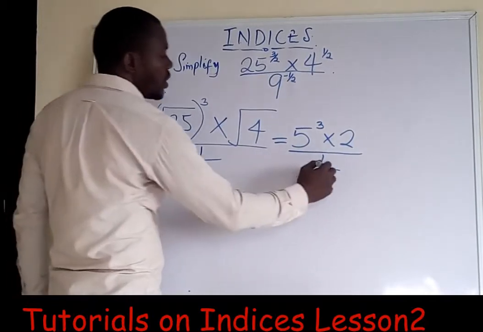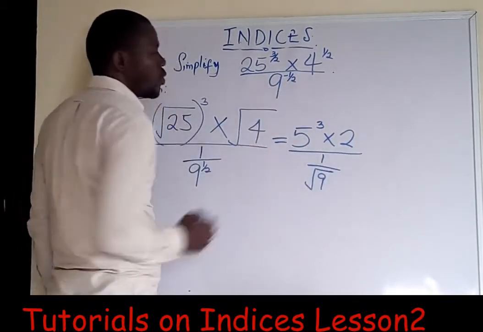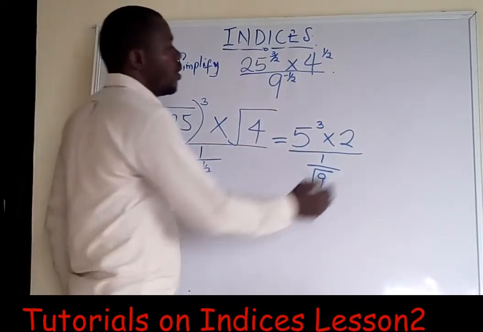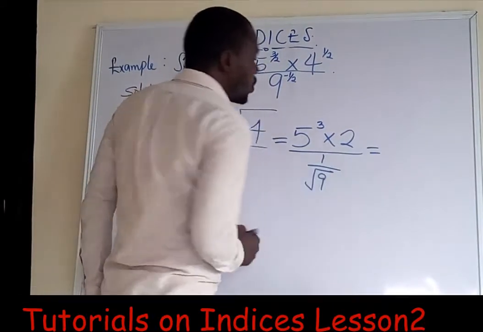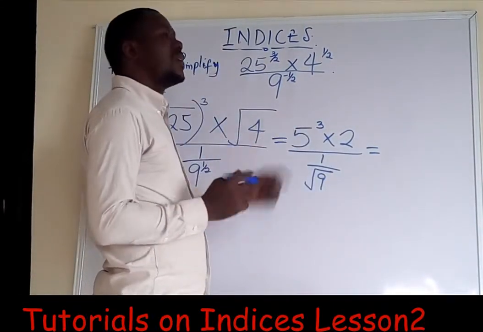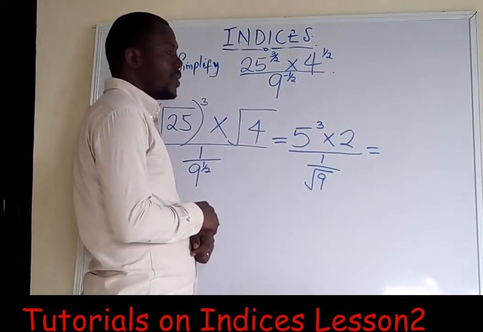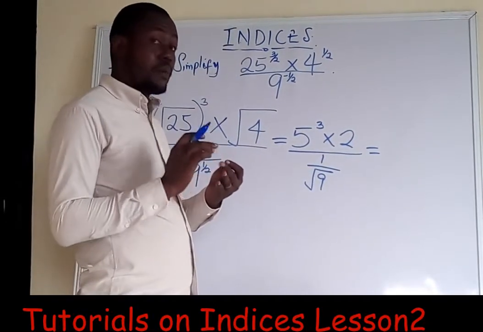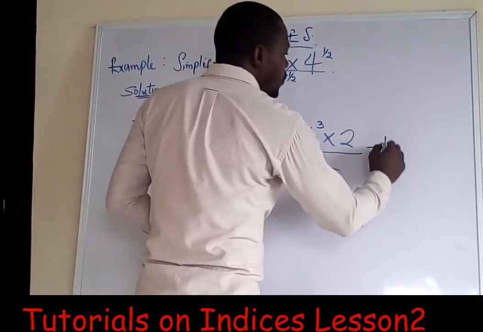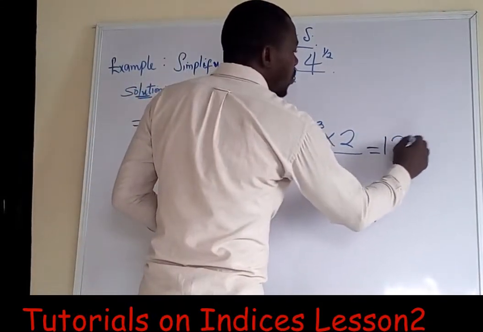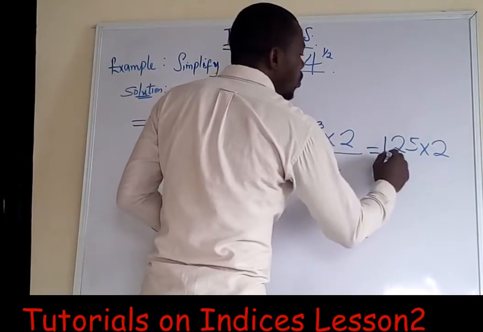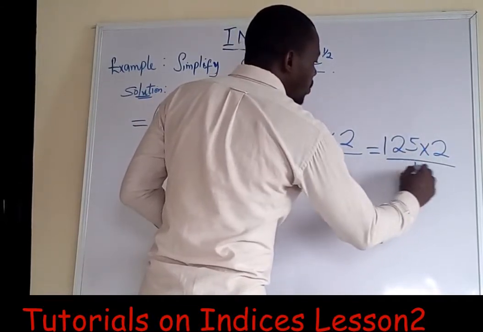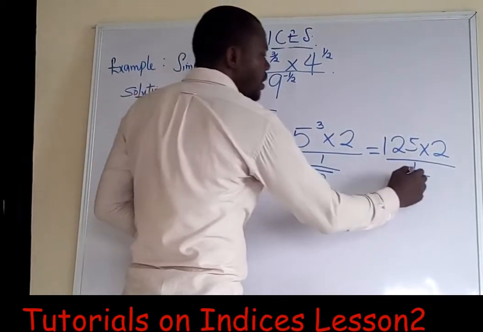Now this one, we can take the square root of 9, because that's what we have. So now from this level, what do we have? 5 raised to the power 3. 5 raised to the power 3 is 125. That is 5 multiplied by 5 multiplied by 5, which is 125, multiplied by 2 over 1 over the square root of 9, which is 3.